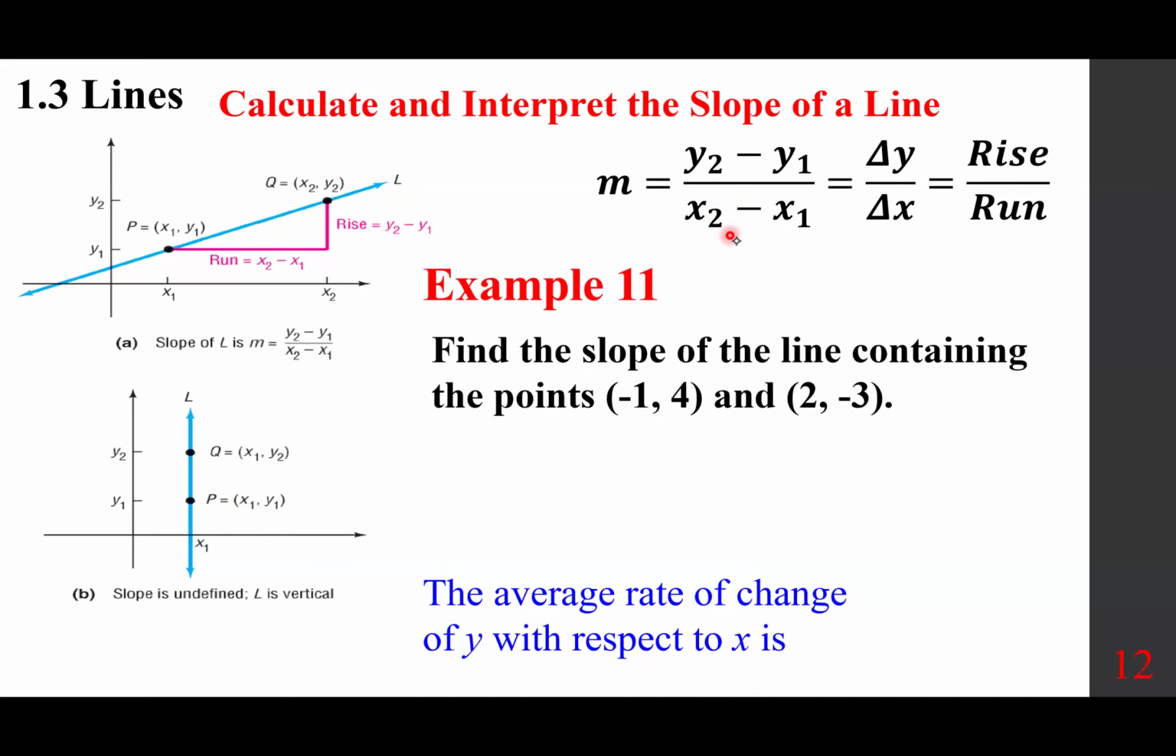If we want to find the slope of this line containing the following points, we just follow the equation here: y sub 2 minus y sub 1, which is 3 minus 4, over x sub 2 minus x sub 1, which is 2 minus negative 1, which makes it 2 plus 1. The top is negative 7, the bottom is 3, and it's minus 7/3 as the final answer. Okay, everyone, does that make sense?